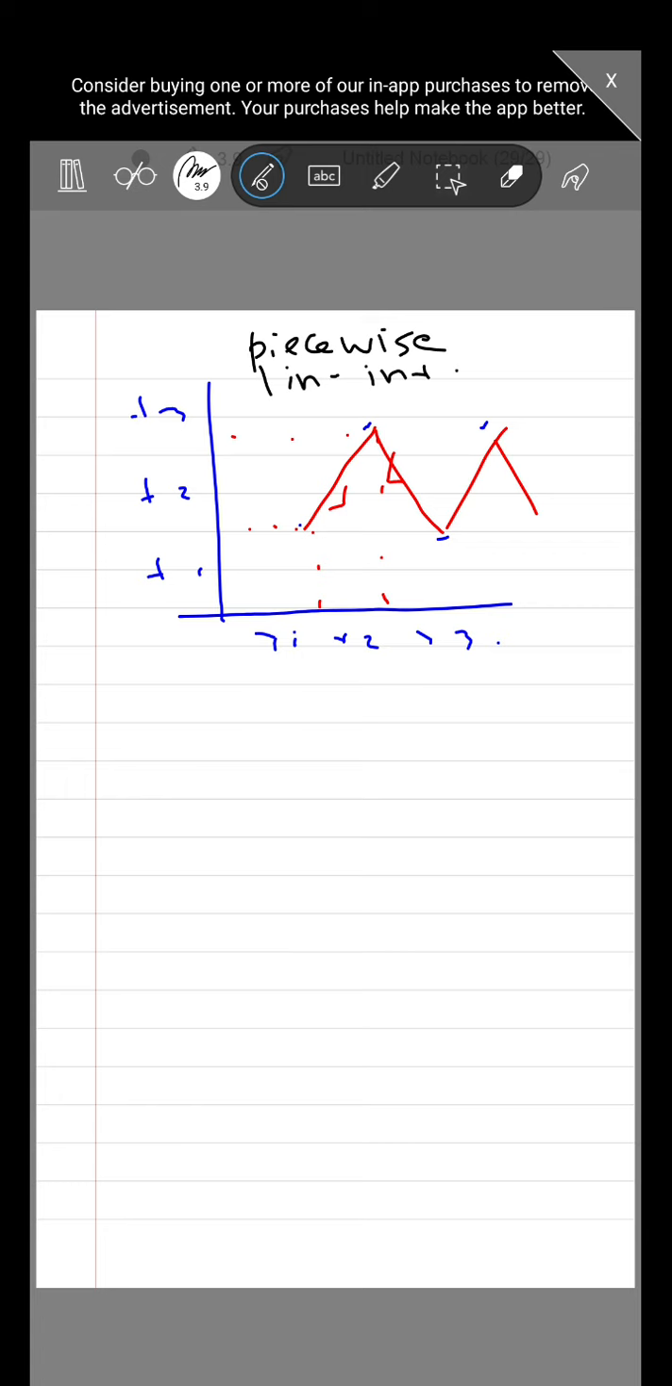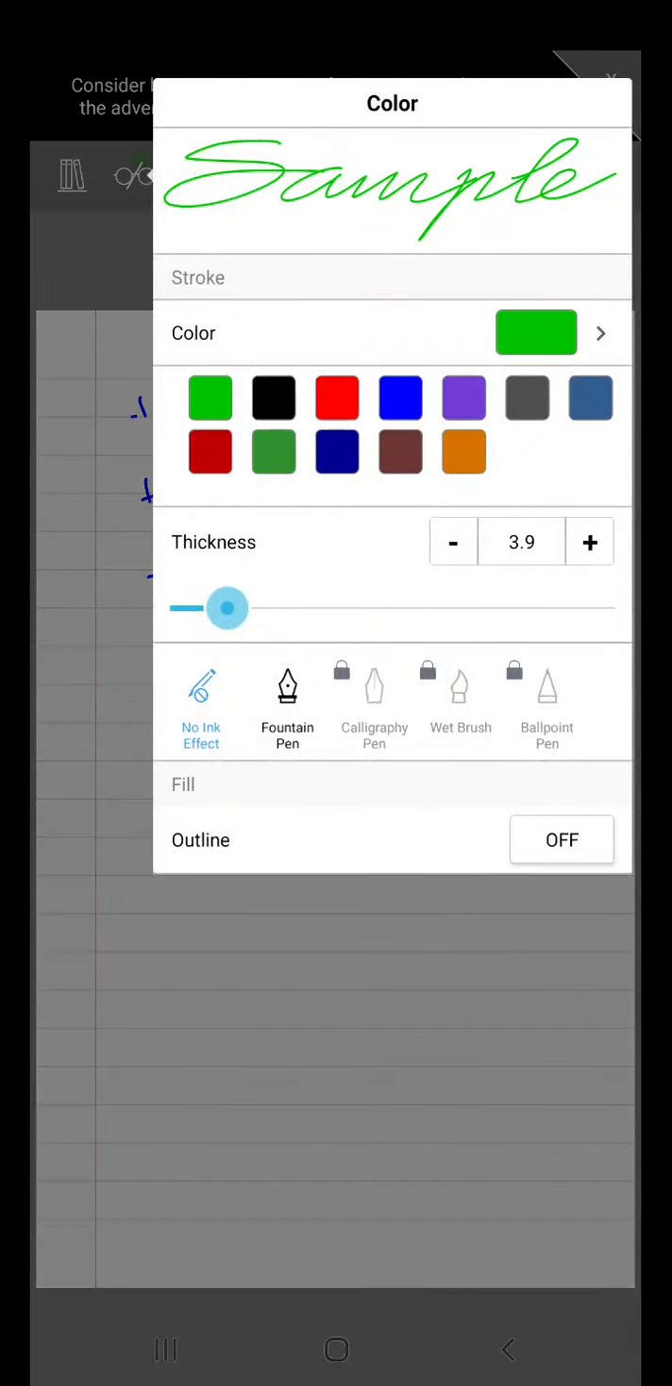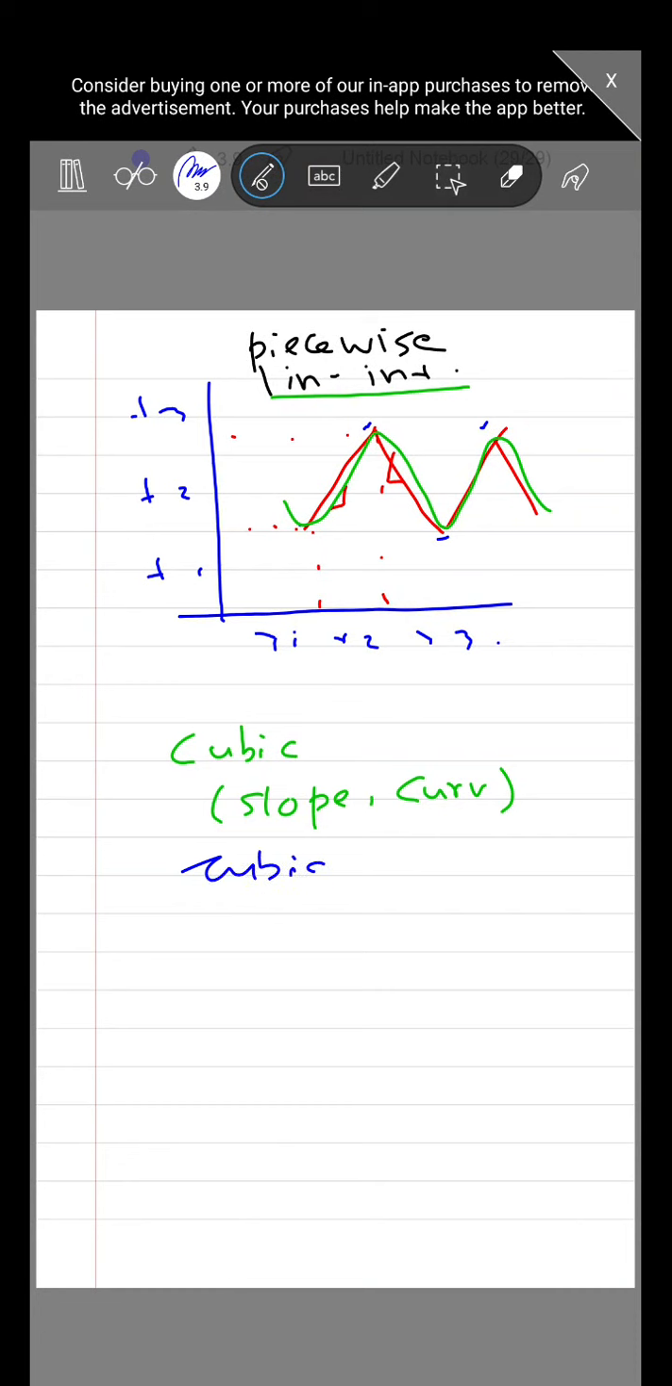So to make it smooth, apart from matching the points, we need to match the curvature also. That is possible only if, instead of a linear equation, we use a cubic equation. The cubic equation takes care of the slope as well as the curvature. So this is called cubic spline. Now we have discussed piecewise linear interpolation in this lecture. We will take up cubic spline in the following lectures.